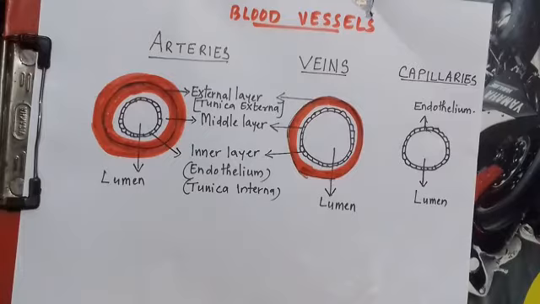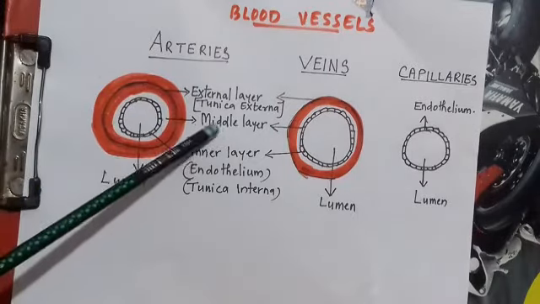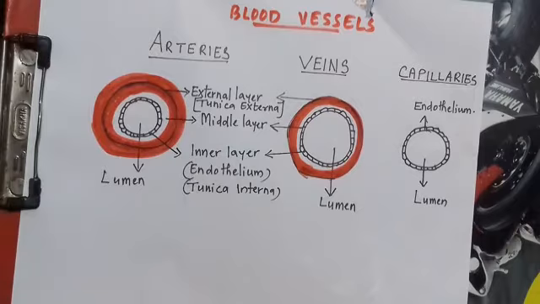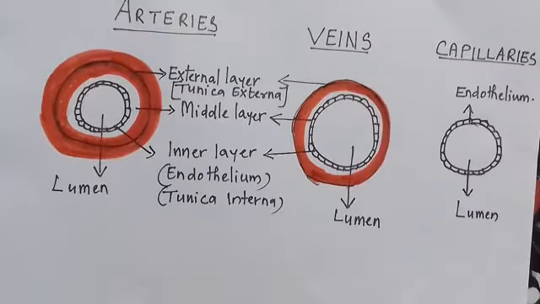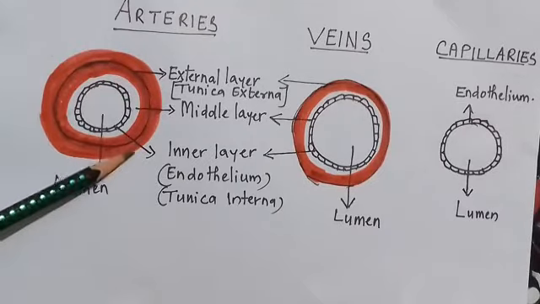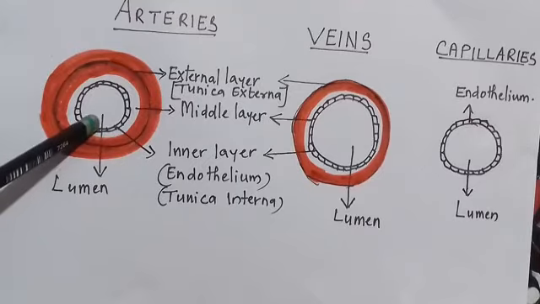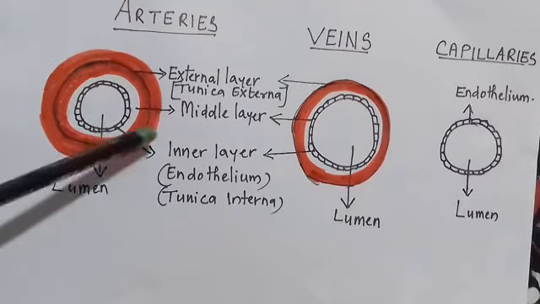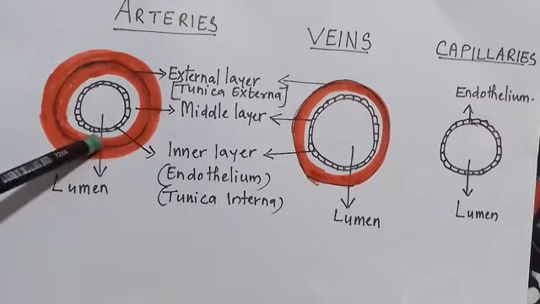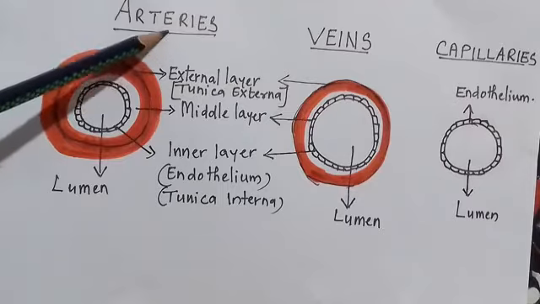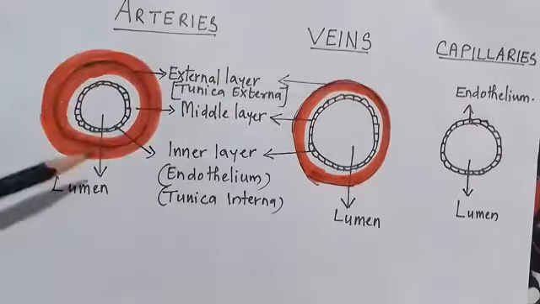Hello students, in this video we will be discussing the blood vessels, their structural differences and functional differences. Blood vessels are the branched tubes extending from the heart to all parts of the body, and they carry blood towards the heart and away from the heart. These blood vessels are of three types: arteries, veins and capillaries.